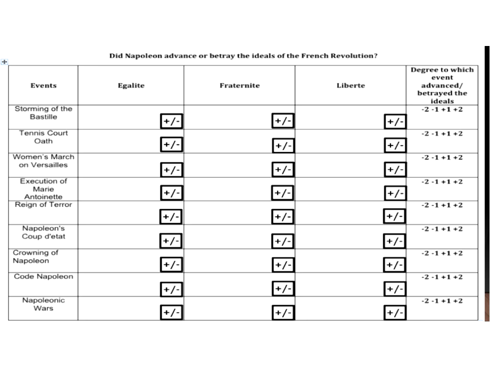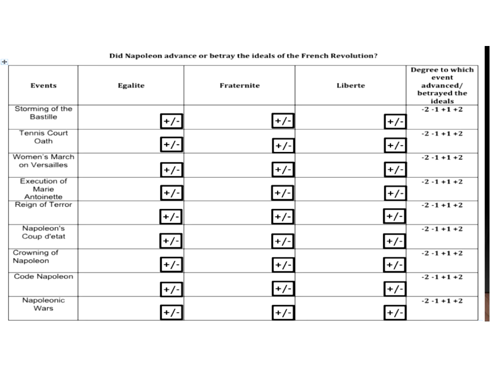As they work through, kids see, perhaps that's a +2, and the Tennis Court Oath reinforces it to +2. What about the execution of Marie Antoinette? Is that showing equality, fraternity? Maybe some kids start to feel that's a +1 because of certain evidence, but they're gathering evidence while always having to weigh it against a set of criteria.